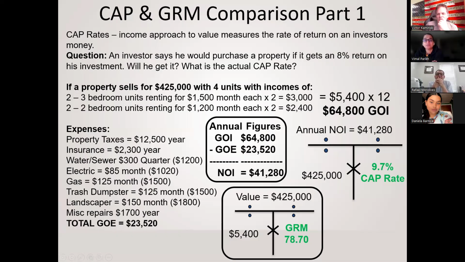So at that point, the investor is getting back 9.7% from the rate of return. Yep, that's their capitalization rate. And cap or capitalization rate, what is that? It's the measurement of the rate of return on an investor's money. What money? Well, the $425,000 he's about to lay out to buy this property. 9.7% return on 425,000, that's not a bad deal.